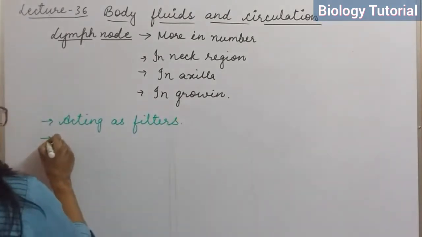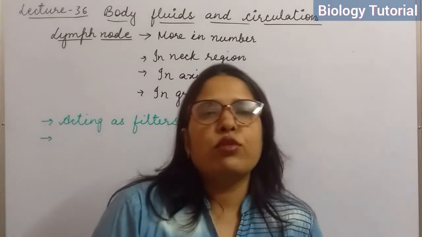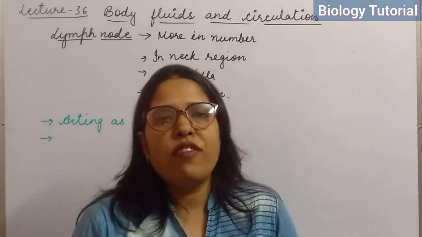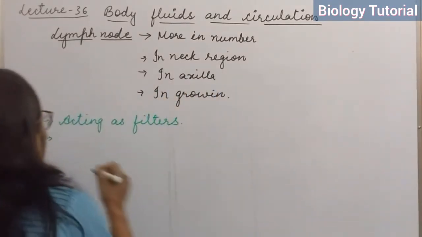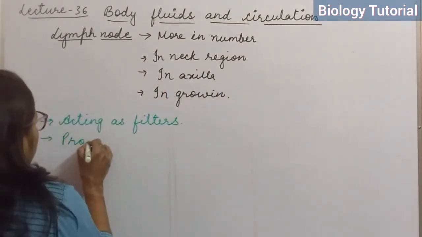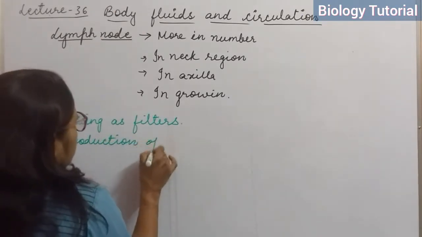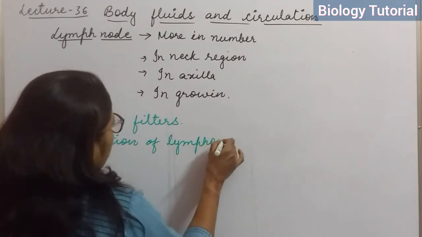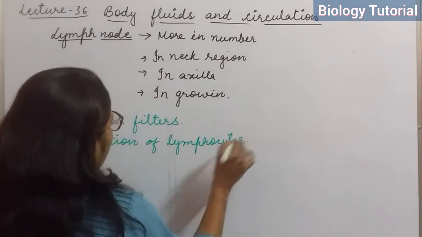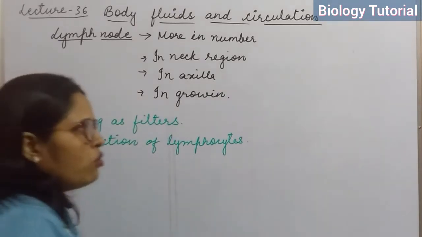And the second important function is that they produce lymphocytes. It means the production of lymphocytes takes place in the lymph nodes. So production of lymphocytes is another important function of lymph nodes. Clear? So this is the lymph node.